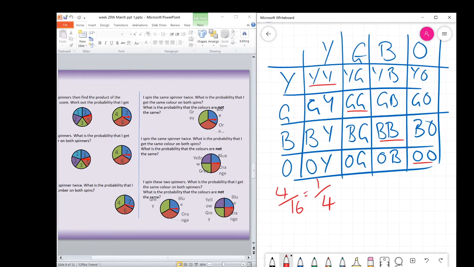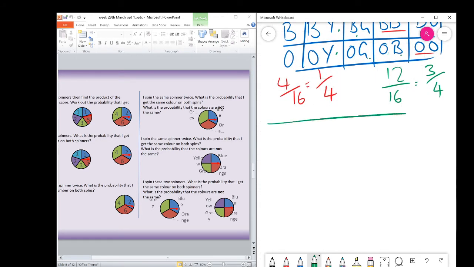And sorry for the noise in the background. And then what's the probability that they're not the same? But not the same is everything else. So it's that one, that one, that one, which is 1, 2, 3, 4, 5, 6, 7, 8, 9, 10, 11, 12, which is 12 out of 16, which is the same as 3/4. We should notice that these two should add up to 1.